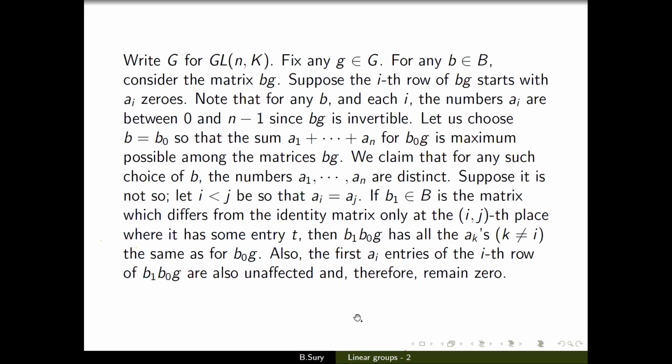Because when you think of an upper triangular invertible matrix, the first row starts with non-zero, the second row starts with zero and then non-zero, the third row starts with 0, 0 and non-zero. So these are the numbers a1, a2, ..., an in the order 0, 1, 2, up to n minus 1. What we are trying to say is, any invertible matrix you can change by an upper triangular matrix on the left to make it look like upper triangular, except in a different order. That is why the permutation comes.